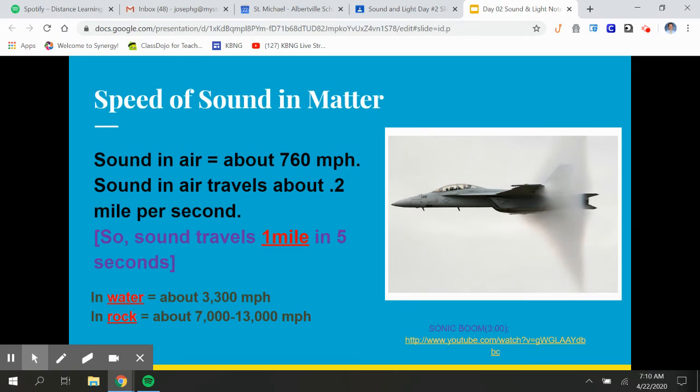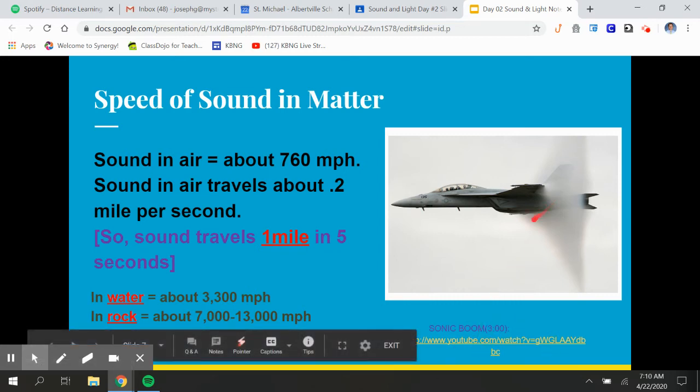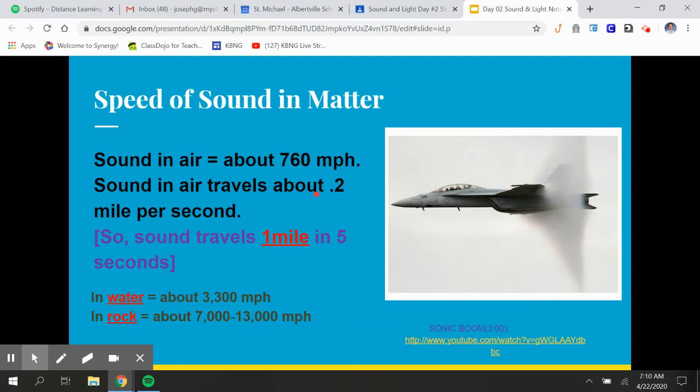The speed of sound in air is about 760 miles per hour, and that translates to sound waves traveling about 0.2 miles per second. So in 5 seconds, sound has traveled a mile through air. If you ever see a sonic boom, you can watch the video down here, or look at the picture, this jet is traveling faster than the speed of sound. It's pushing those air molecules out of the way, and you really wouldn't hear anything before it, and then you get this loud boom right after the jet has gone by. It's really kind of cool.